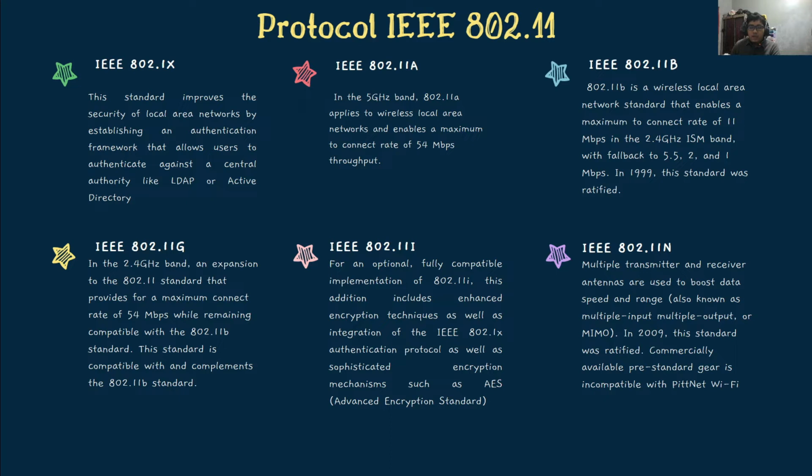In 1999, this standard was ratified. Next is IEEE 802.11g. In this 2.4 GHz band, an expansion to the 802.11 standard provides a maximum connection rate of 54 Mbps while remaining compatible with the 802.11b standard. This standard is compatible with the complement of the 802.11b standard.